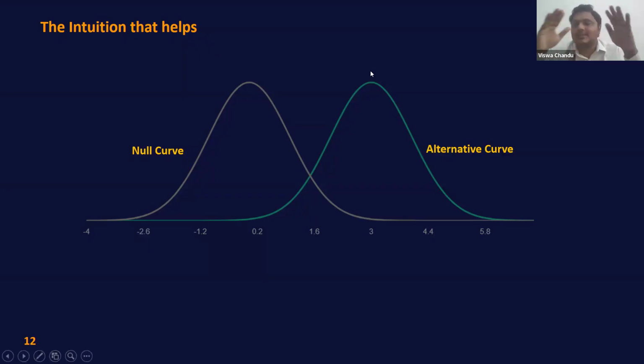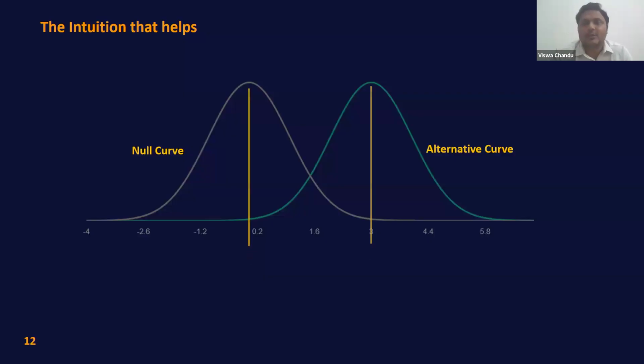And what is this dispersion? What is this spread around the central value? It is nothing but sampling variation. So in the case of the null hypothesis curve, the spread around 0 is your sampling variation. Similarly, in the case of the alternative hypothesis, the spread around 3 is your sampling variation.